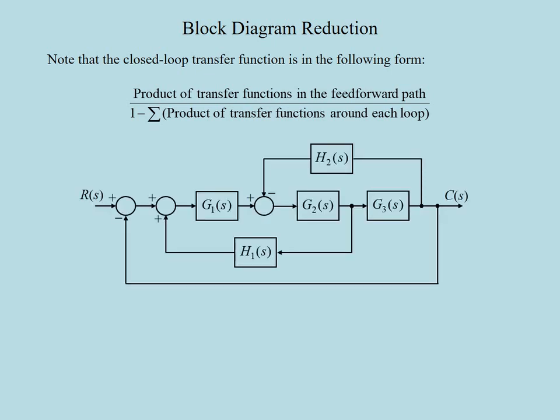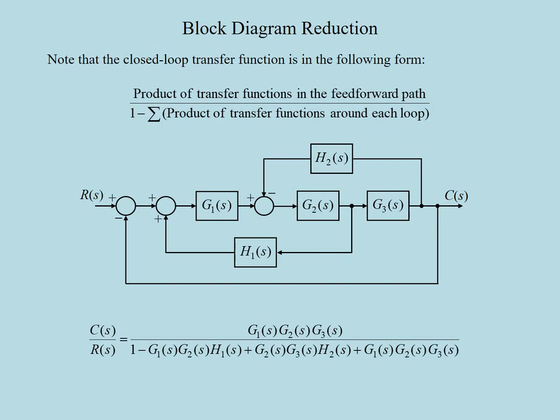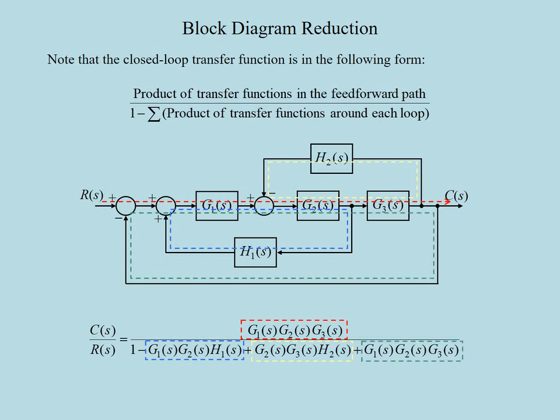So this was our original block diagram. And this is the overall transfer function we obtained from the input R to the output C. The feed-forward blocks are G1, G2, and G3, and their product appears in the numerator. On the other hand, all loop transfer functions, that is, the loop of G1, G2, H1, the loop of G2, G3, H2, and the loop of G1, G2, G3 are appearing in the denominator.